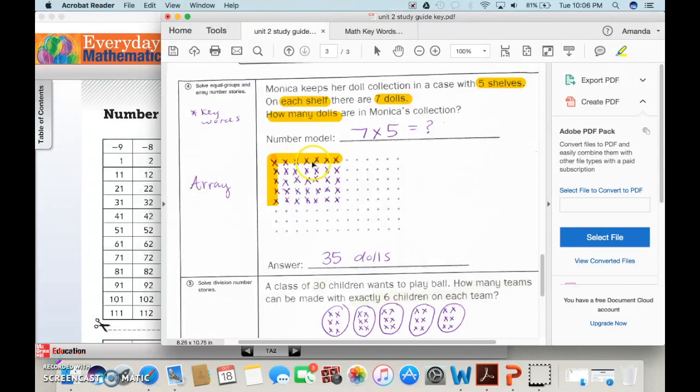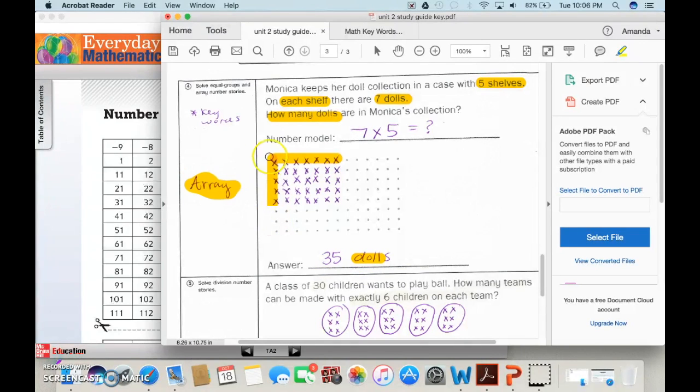1, 2, 3, 4, 5, 6, 7. I do that for each shelf, so I filled in my X's. So I know this is a multiplication problem. So it's 7 dolls times the 5 shelves equals my unknown. So I put a question mark for my unknown. My answer is going to be 35 dolls. So I know my multiplication facts. I can count by 5 since there's 5 in my problem. And again, I need to make sure I have my unit, which is 35 dolls.